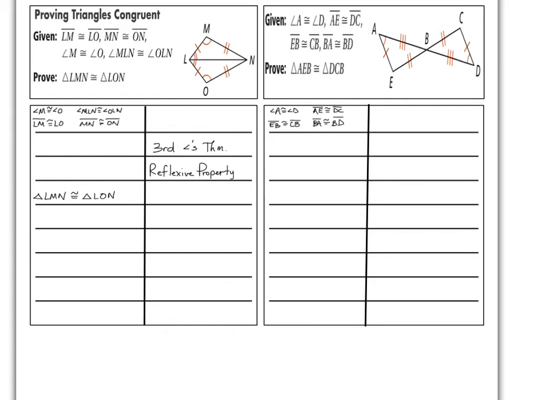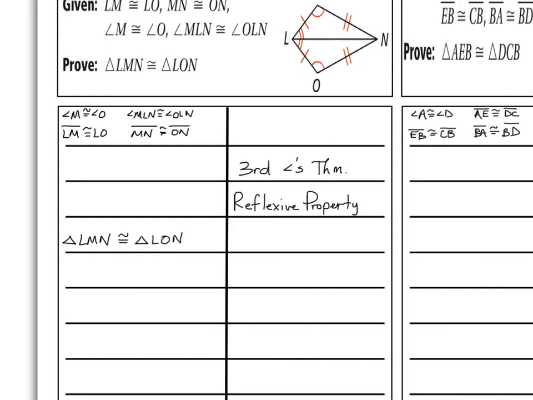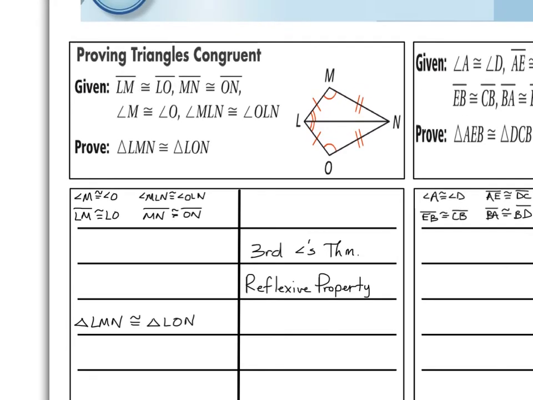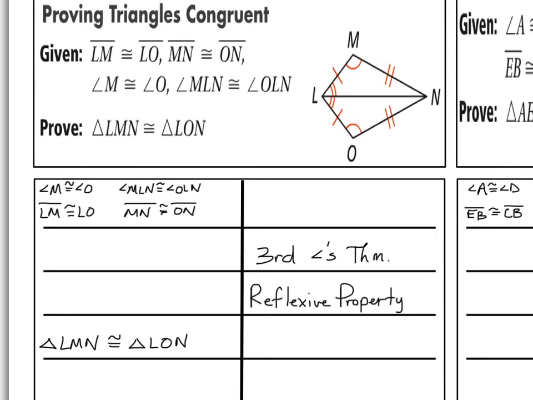Now, a couple things before you go through these that I want to clarify and show you what you're trying to do on these. On these, it says here, the given, it gives you a couple of segment lengths and a couple of angle lengths, and they're marked here in the picture, okay? And it wants you to prove that two triangles, triangle LMN and triangle LON, the top and the bottom, are congruent to each other.